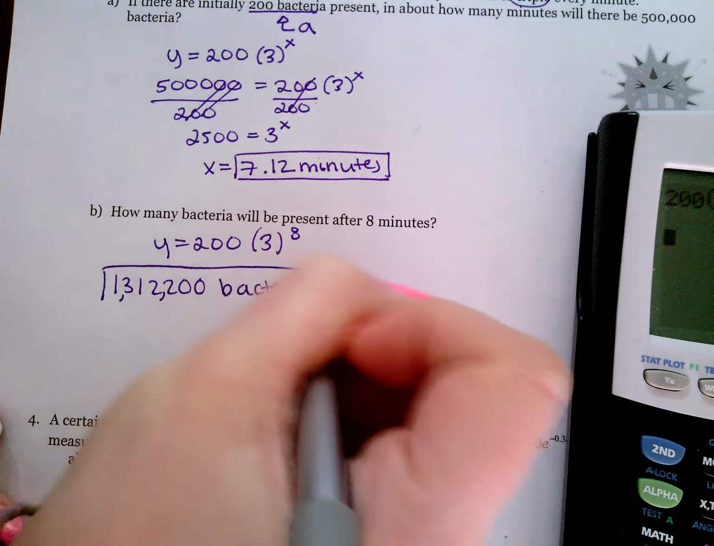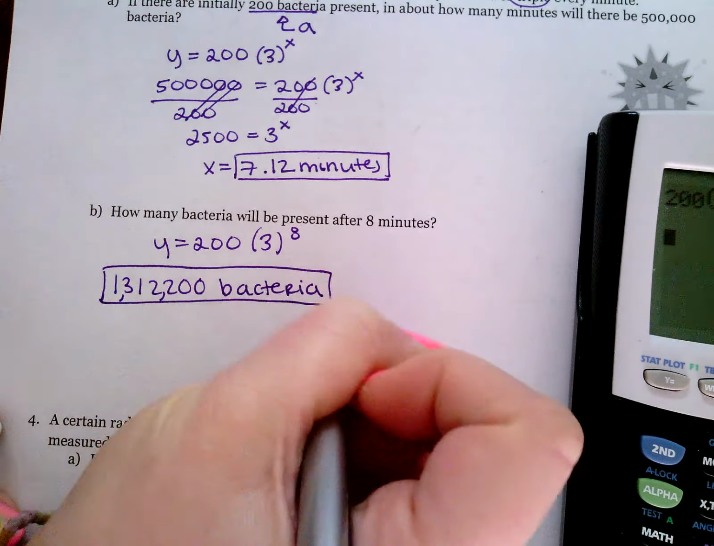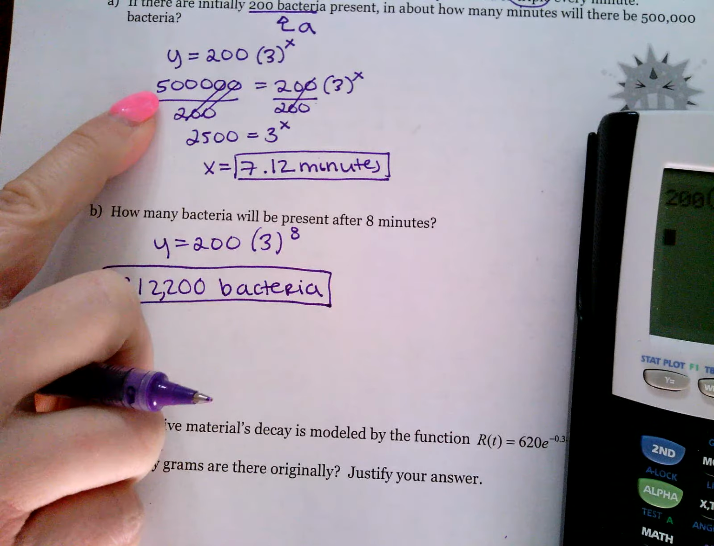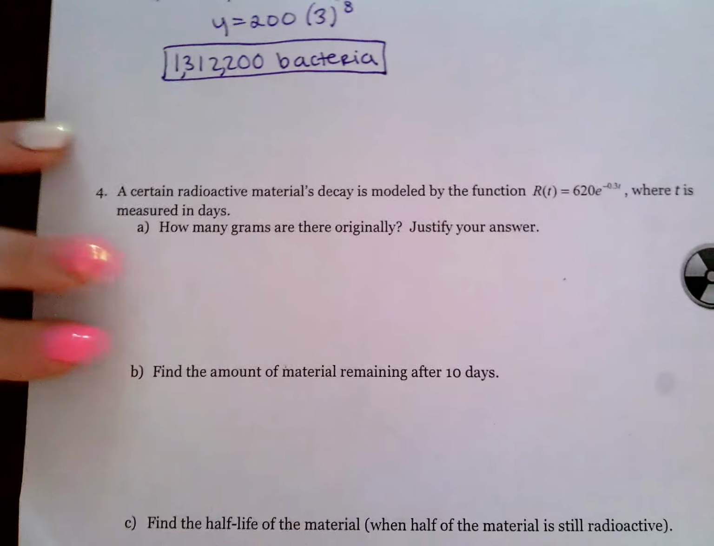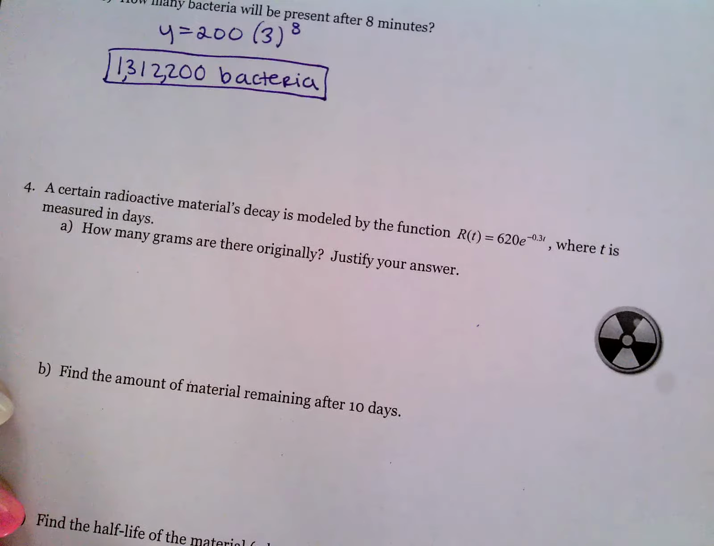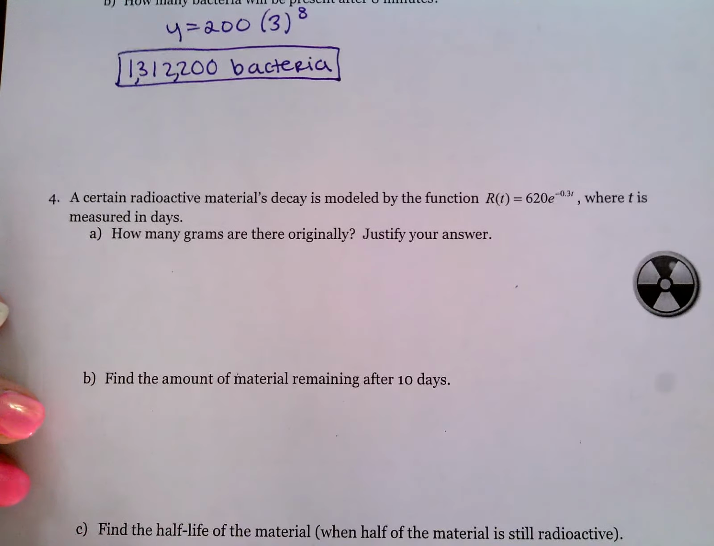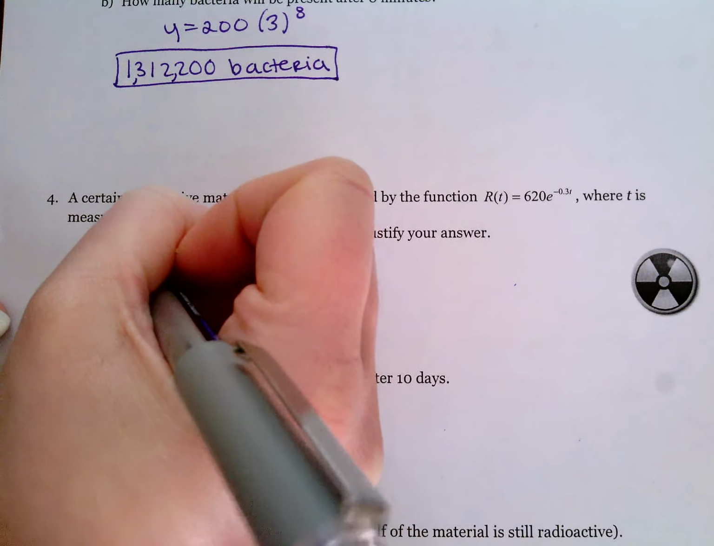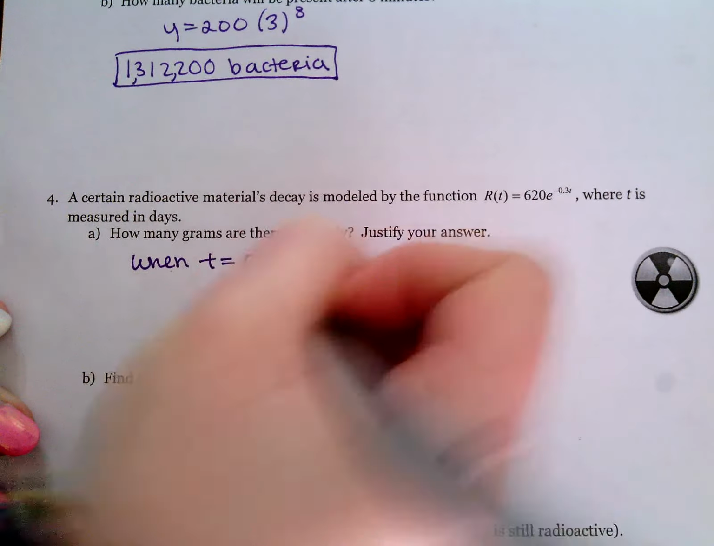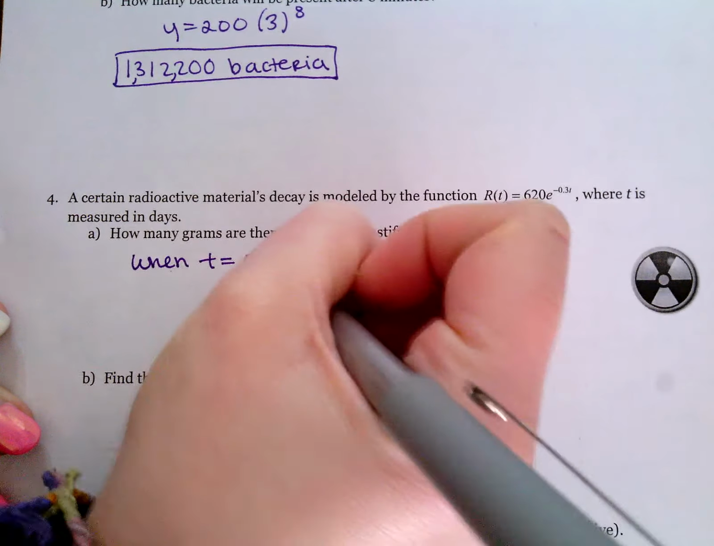Great. Okay. So a certain radioactive material decay is modeled by this equation. So you see E, you see Euler's number again, where T is measured in days. How many grams are there originally? When T equals 0, R of T equals 620. So originally, 620 bacteria. Right? It says to justify, there's my justification. When the time is 0 days, there are 620 bacteria.